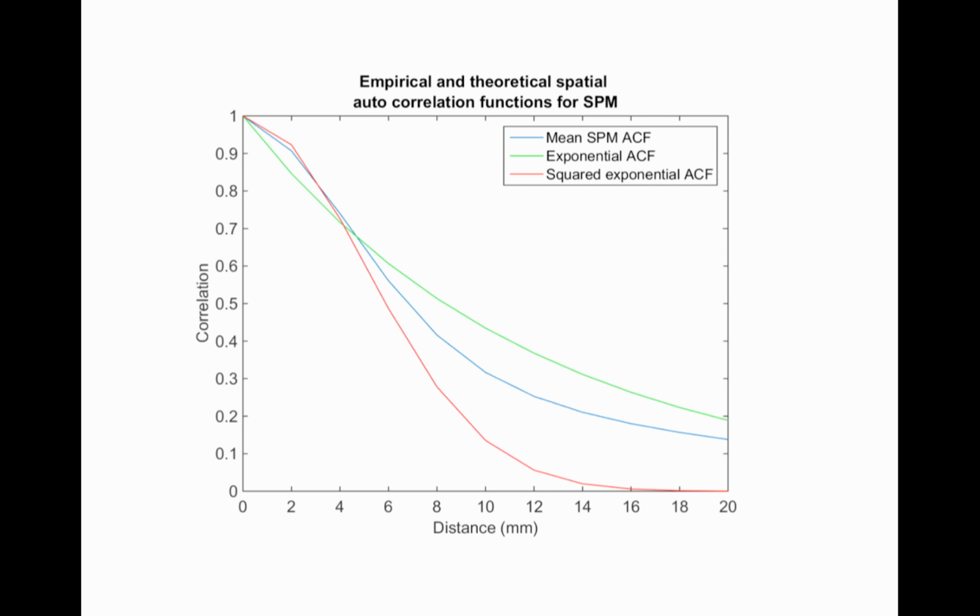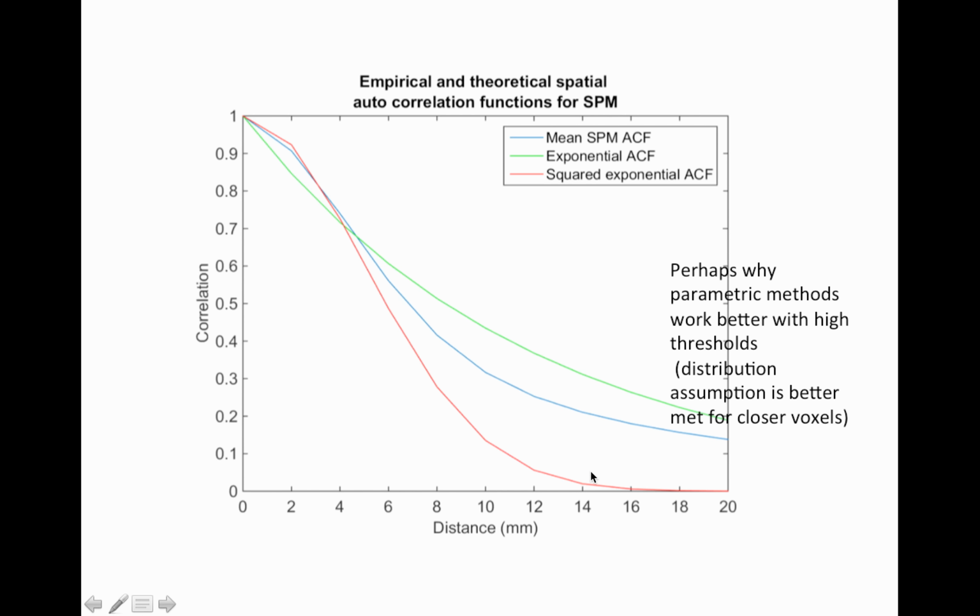To test these assumptions, they compared the empirical and theoretical spatial autocorrelation functions. I'm showing SPM, they're all pretty similar. The blue line is the one from, in this case, SPM, and the red is the truth. I don't recall what we're supposed to see with the green, but the point is these are not the same, and they're especially different at larger distances.